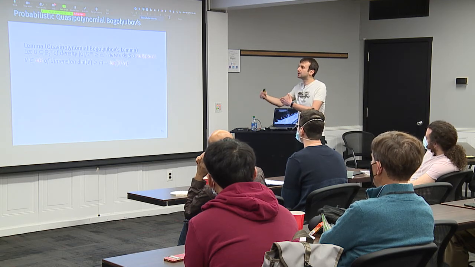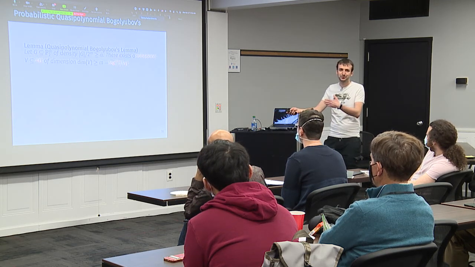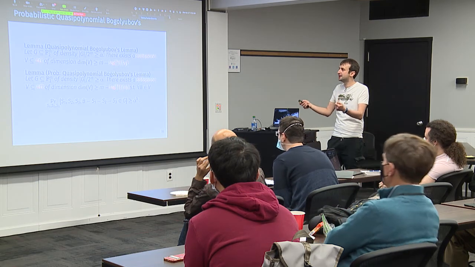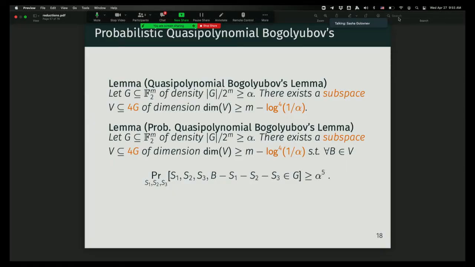Except, again, we need a probabilistic version of this lemma to write a matrix as a sum of 4 good matrices. So that's something we prove in this work. We take the quasi-polynomial Bogoliubov lemma, we take the probabilistic Bogoliubov lemma, we merge them, and we get a probabilistic quasi-polynomial Bogoliubov-Ruzsa lemma over all finite fields.